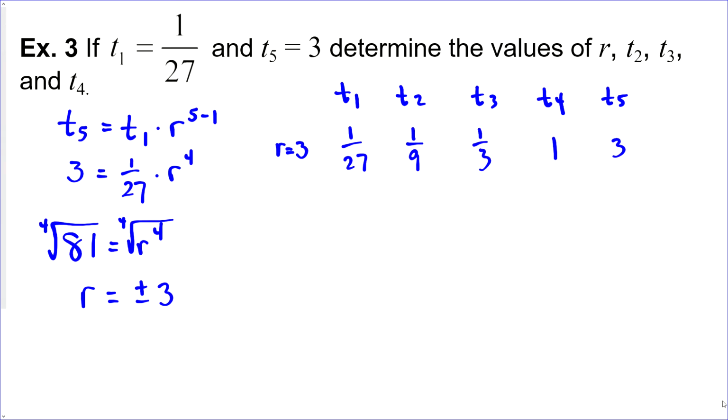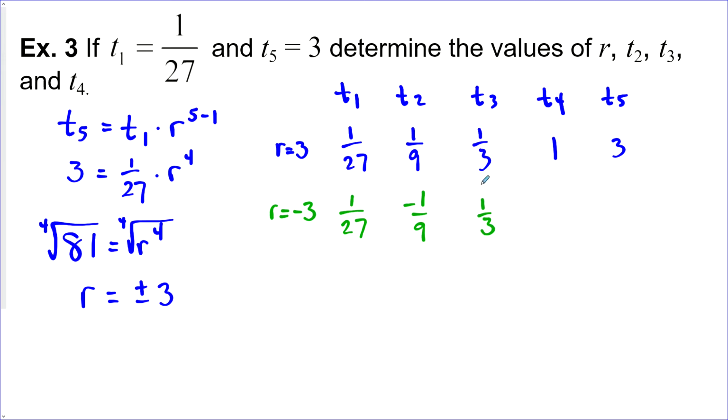Let's try out this other option though of negative 3. So if R is negative 3, then our T1 is still 1 over 27 because that's given in the question. But this time let's multiply by negative 3, we get negative 1 over 9. Let's multiply by negative 3 again, and we get 1 over 3. So these actually match again.